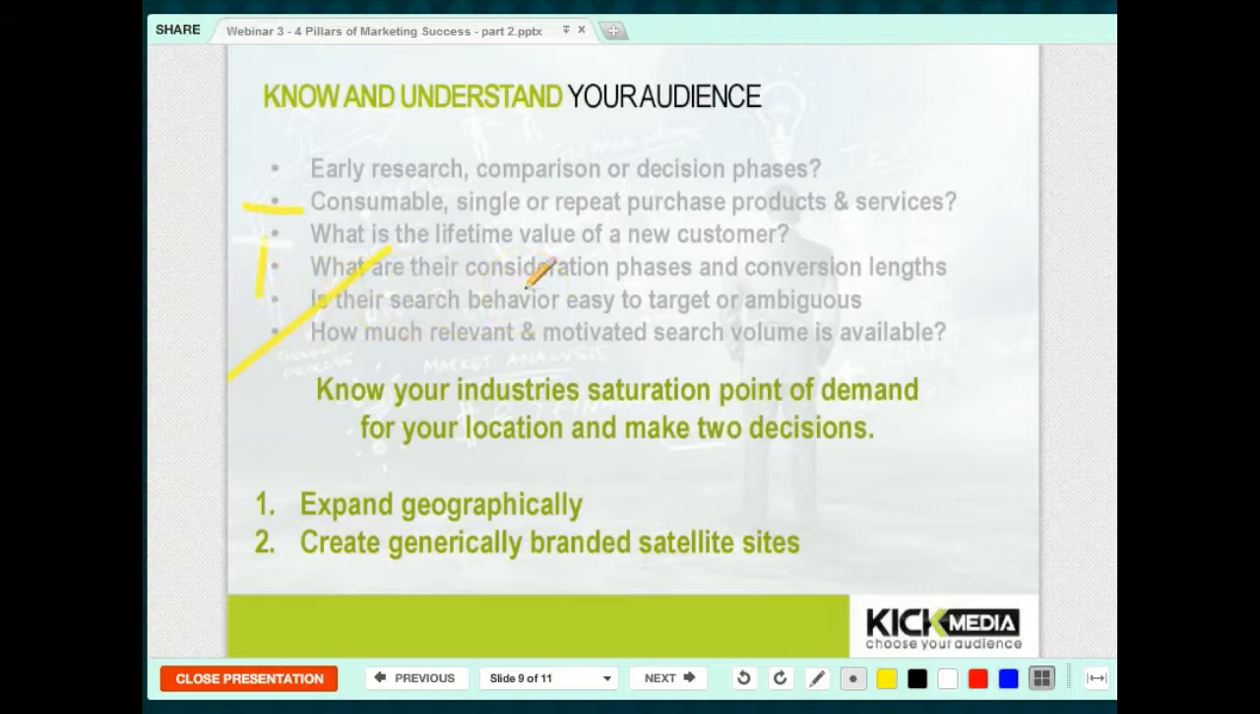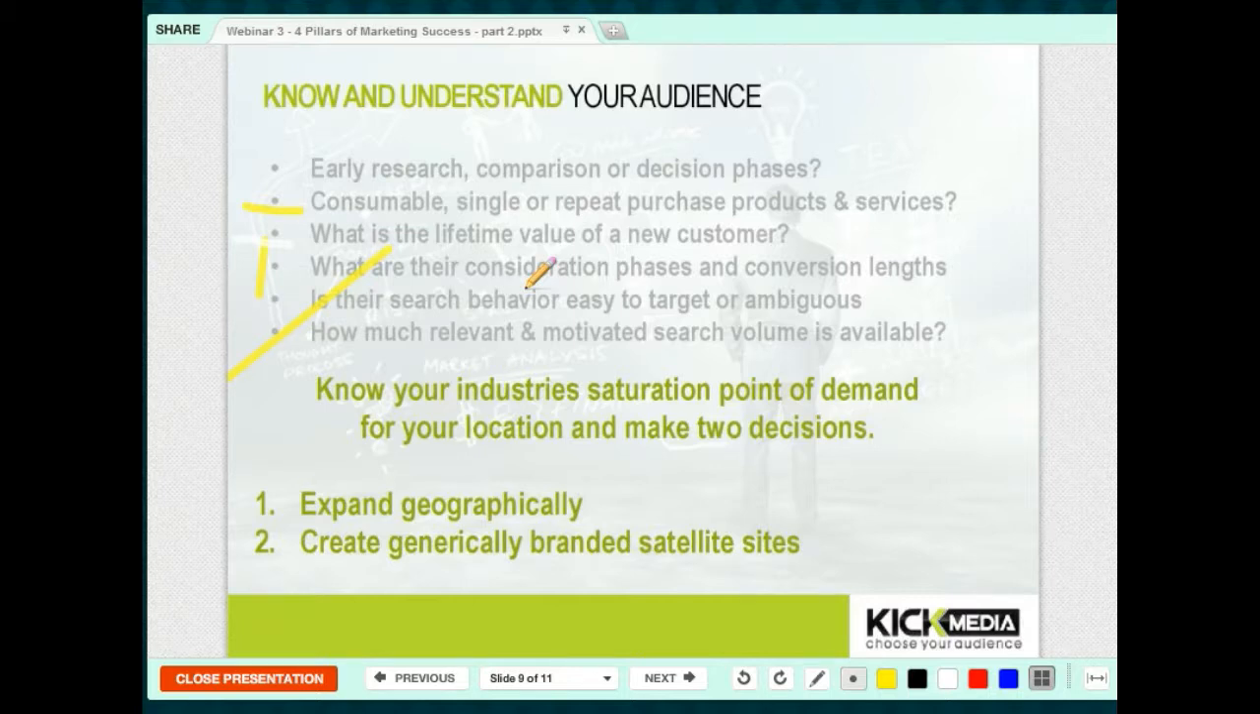Is the search behavior easy to target, or is it ambiguous? There are industries where you know who your audience is. You can get out the yellow pages, you can go on the internet, and you can make an easy list of who your potential customers are. Some industries don't have that luxury. If you're again using the carpet cleaning example, if you're a carpet cleaner, your audience is everyone who lives in a house with carpet. There's no easy way to filter that down to find out who they are and where they are in terms of being potentially interested now. It's too big a bucket of potential leads.